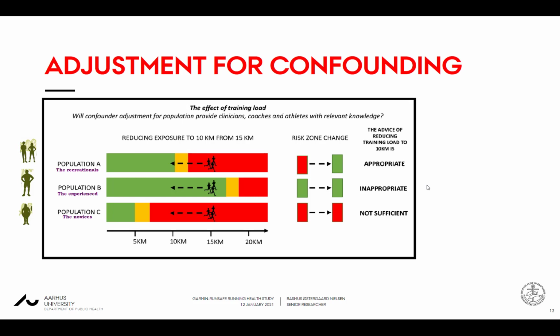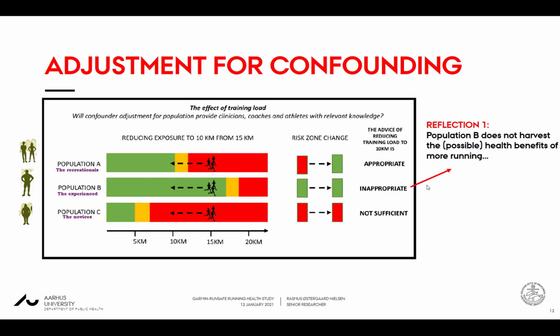It may be appropriate for population A, the recreationals, because they transit from a red zone to a green zone, and that might really be appropriate for that population. But for population B, the experienced runners, advising them to reduce from 15 to 10 would be highly inappropriate, because they are able to tolerate 15. Why then recommend them to reduce to 10? And population C, the novices, well, it's not sufficient to recommend them just to reduce to 10. They should be recommended to reduce to below 5 in this case.